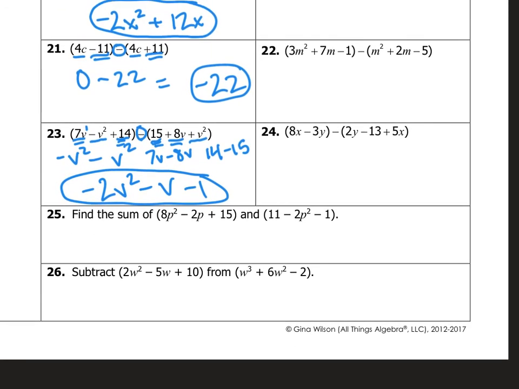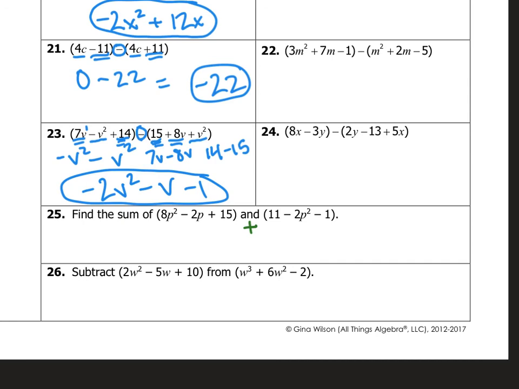As we see, 25, it says find the sum of 8p squared minus 2p plus 15 and 11 minus 2p squared minus 1. This problem is as easy as it gets. Find the sum means plus. So all you're doing is you're adding these two together. The real one is 26.